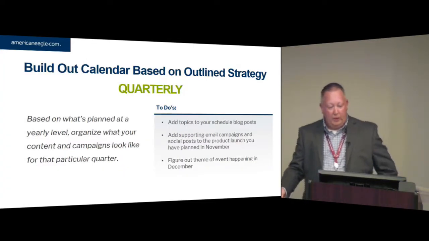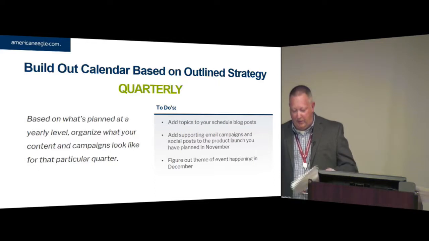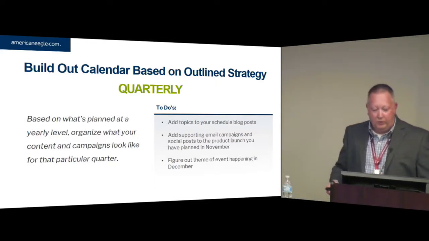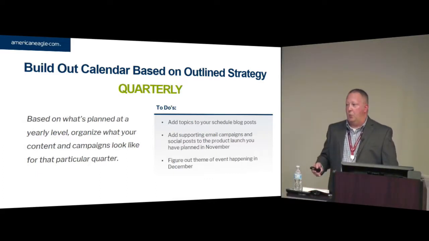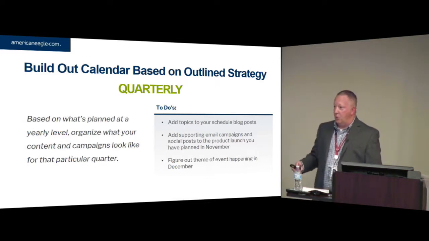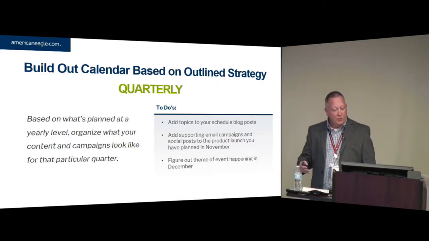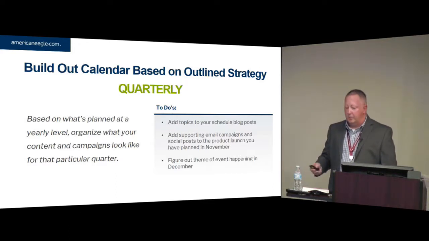Now let's talk about quarterly. This is when you get a little bit more specific as far as what your campaigns are going to be, your topics for your blog posts. In this example, we've got a product launch in November. Do we have those supporting email campaigns figured out? What's the wording? Do we have our addresses situated? Do we know who we're sending these to? What's the messaging behind them? Figure out the theme for an event that's happening in December.